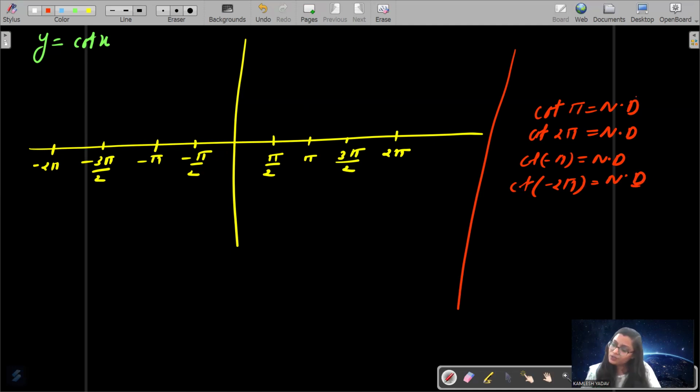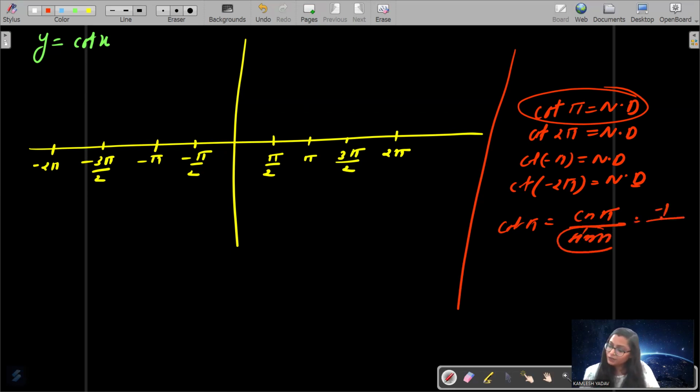Okay. Why is it not defined? Suppose cot pi, which is cos pi divided by sine pi. So the value of cos pi is minus 1, but the value of sine pi is equal to 0. So it is undefined. So that's why cot pi is not defined.